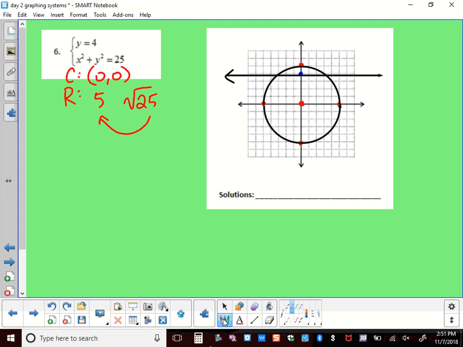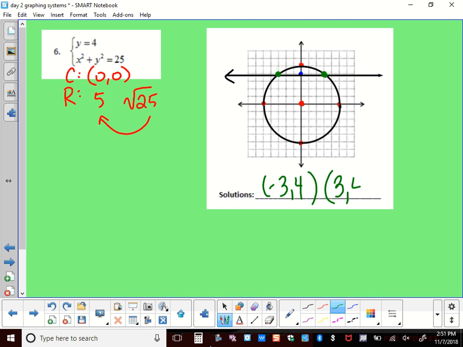Alright. I have two intersections. You can also plug a circle into your calculator, but you have to solve by y. So it gets a little complicated. So it's two solutions. Where are these two solutions? Negative 3 and 4, and positive 3 and 4. All good. You guys got it?